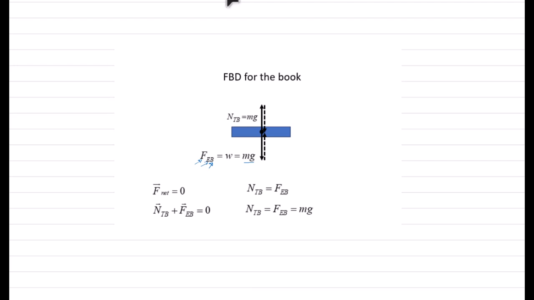And how about any upward forces acting on the book? Yes, there will be. There will be a normal force. First of all, why does there have to be an upward force? Because it's given that the book is at rest.